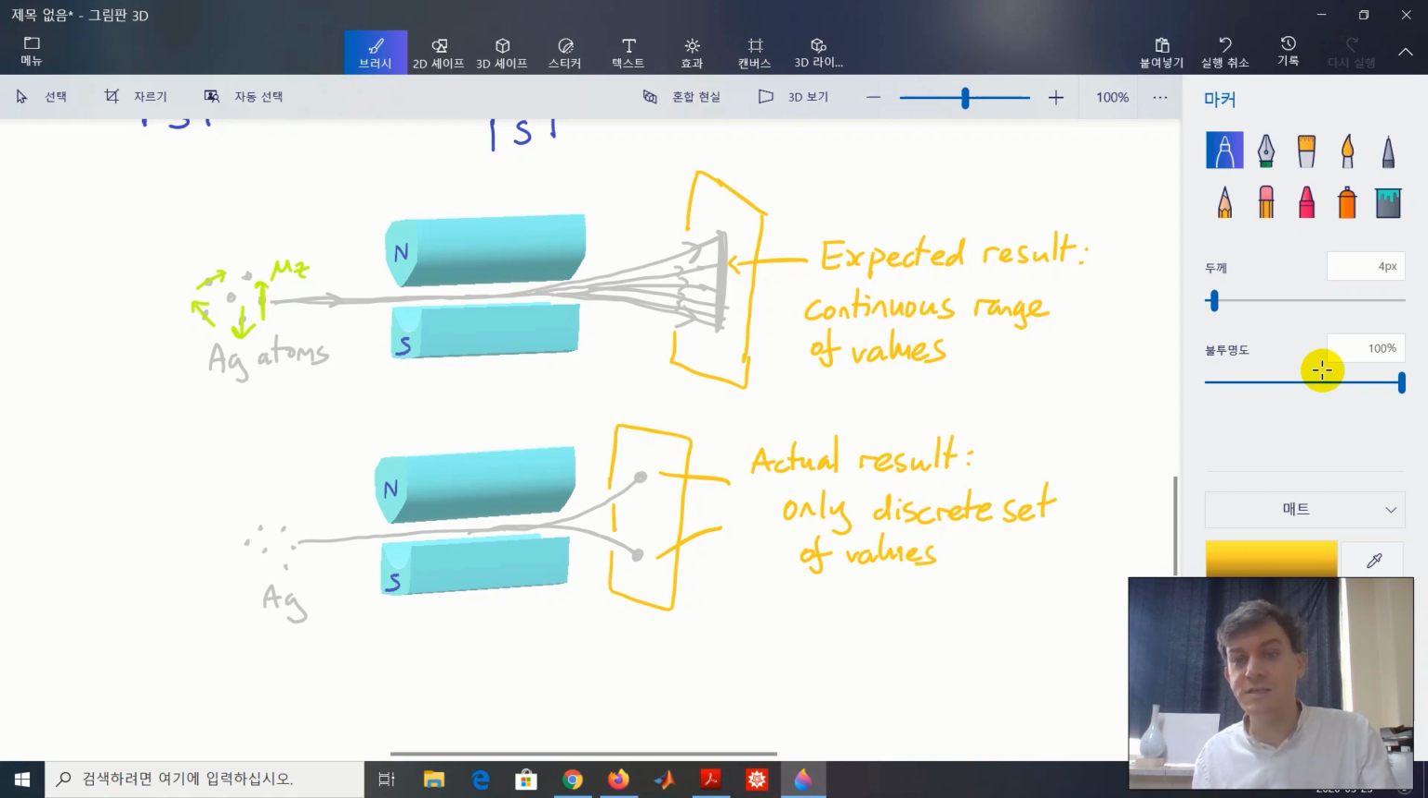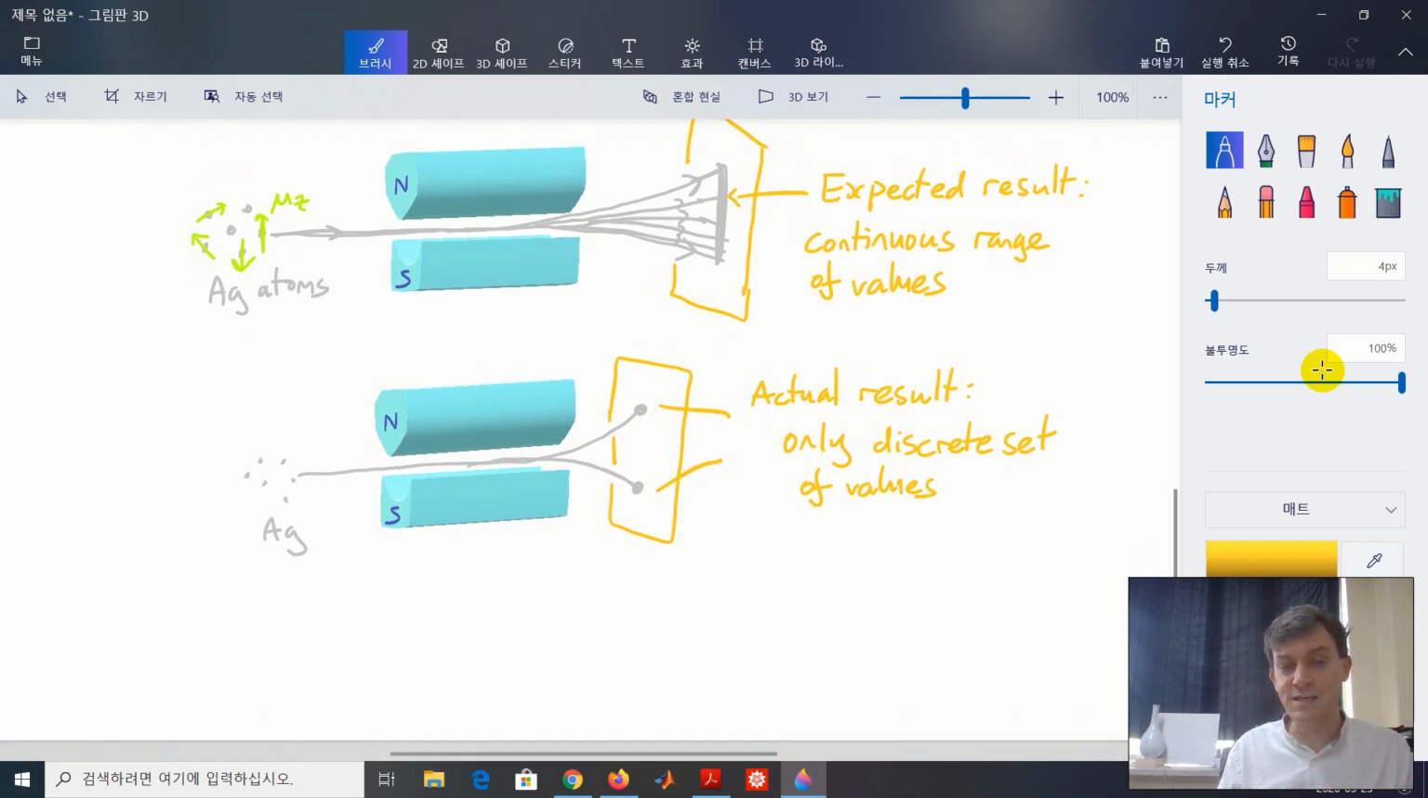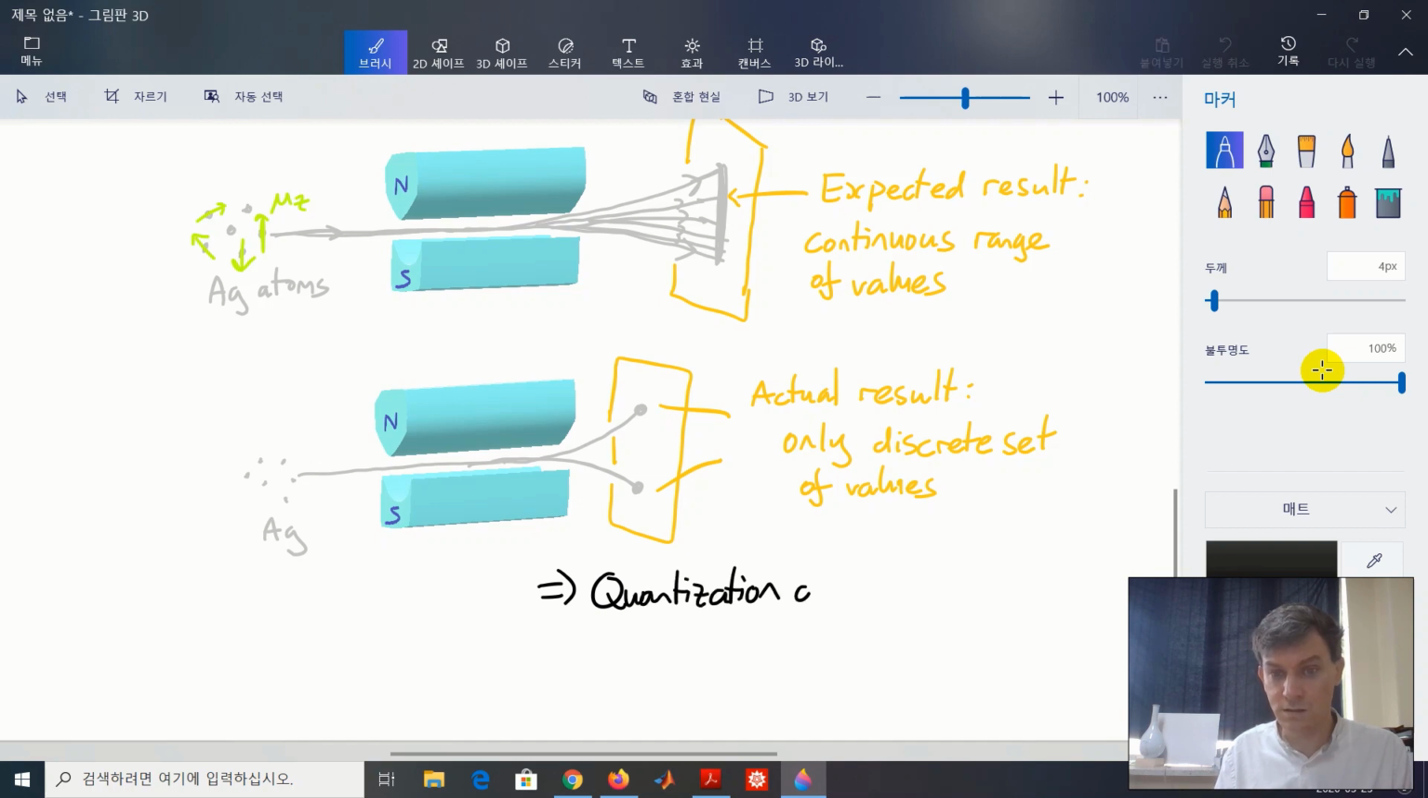Okay, so this is another example of quantization. Instead of having a continuous range, you only get a fixed set of points, and this one is quantization of the z component of magnetic moment. The quantization of mu z. Okay.